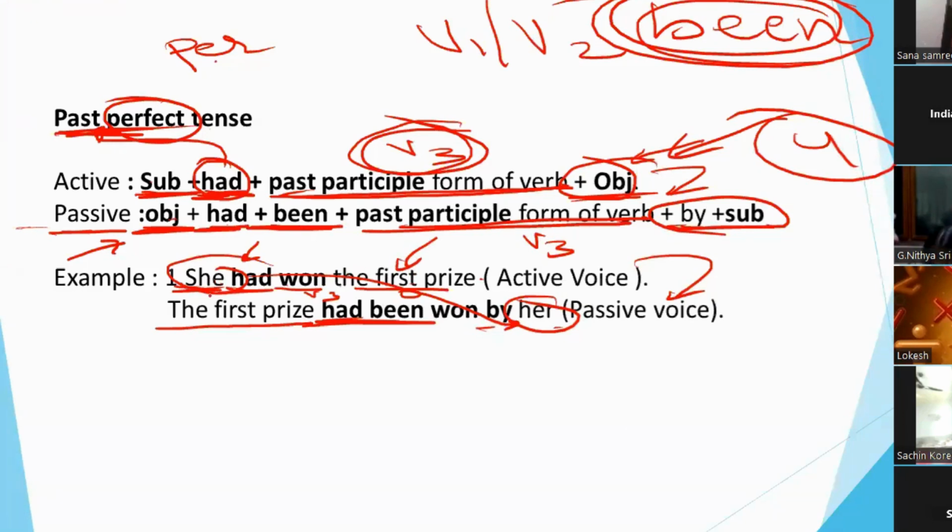She is there as subject, had is there as your auxiliary verb, won as V3 form of verb, and this first prize as your object. So definitely, this is in your past perfect tense.